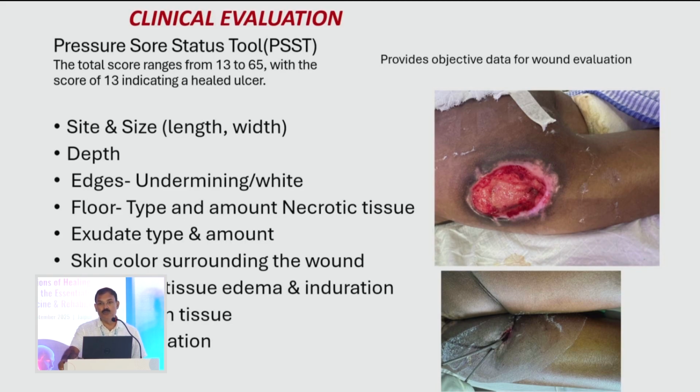There are two tools very commonly used for this pressure ulcer evaluation. One is the pressure sore status tool, and another is the PUSH score. This PSST provides objective data for wound evaluation in pressure injury.